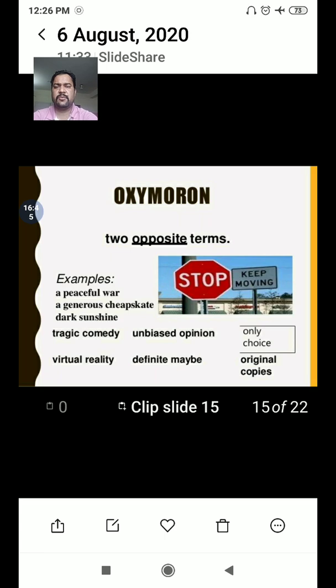Next one is oxymoron. Oxymorons are two opposite terms or words put together in a sentence. Example, a peaceful war. Now how can the war be peaceful? A generous cheapskate: generous, someone who is very generous, and cheapskate, someone who is very miserly. Next, dark sunshine, tragic comedy, virtual reality, unbiased opinion, definite maybe. So these are two opposite terms placed together. That is oxymoron. Many examples are there: keep moving, only choice, original copies. So you can understand very well.